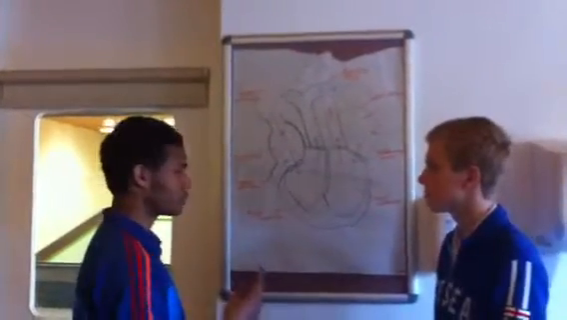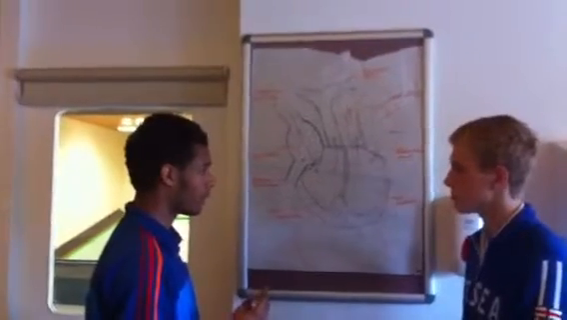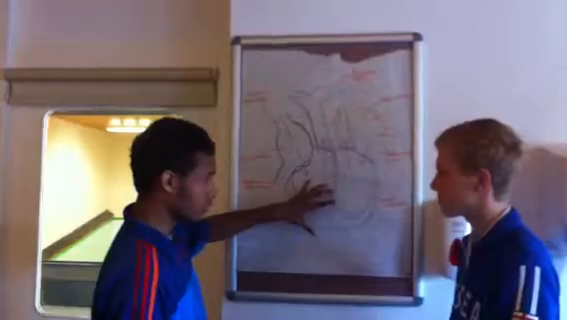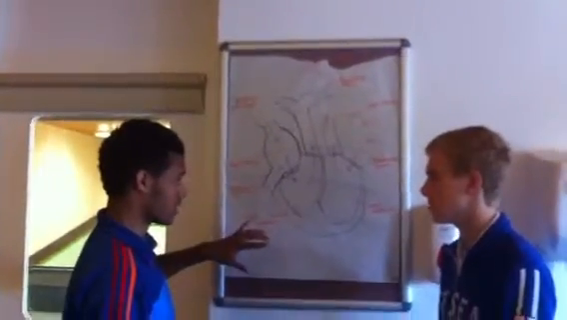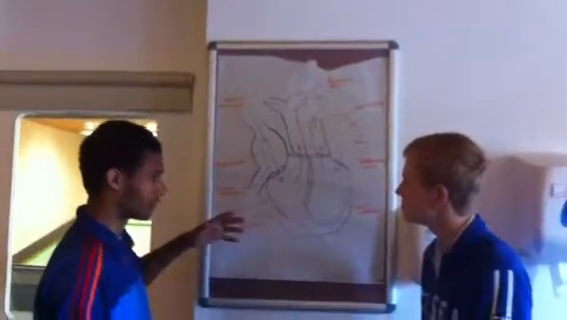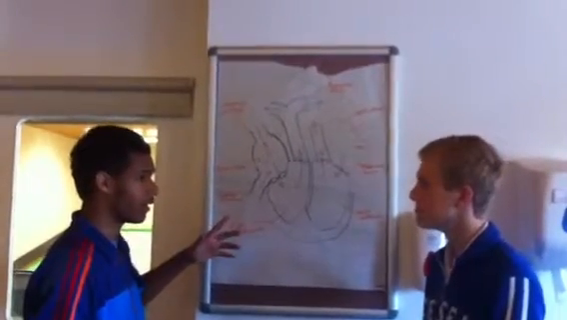Basically, there's two types of circulation in the body. One is your pulmonary circulation, which is taking it to the lungs, and the other type of circulation is your systemic circulation, which is the part that takes it to the body.